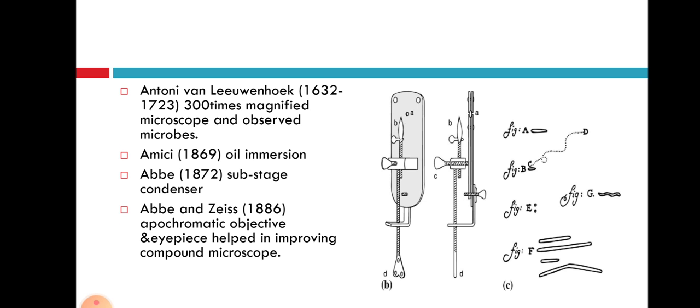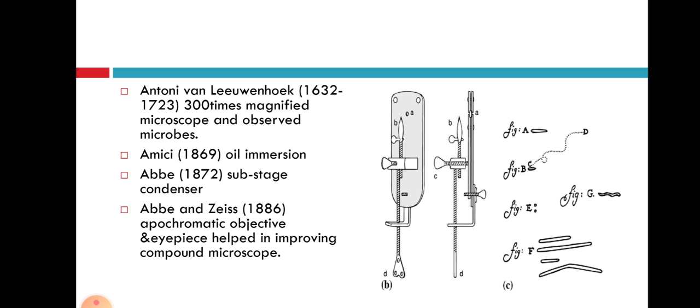Considerable progress was made in improving the microscope in the 19th century. The introduction of oil immersion by Amici in 1869, substage condenser by Abbe in 1872, and apochromatic objectives with suitable eyepieces by Abbe and Zeiss in 1886 were landmarks in the improvement of the compound microscope.